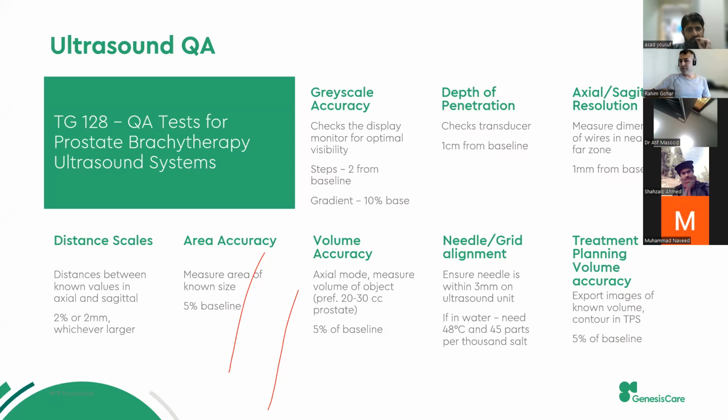And then the area and the volume of your prostate. For that you have the QA phantom, delineate it, send those images to the TPS, and measure the area and the volume. If you have a known value for that simulated QA phantom, then it should be reflected. Similarly the grayscale accuracy, volume accuracy, depth of penetration, and all these tests are mentioned before you implement any ultrasound-based prostate permanent implants.